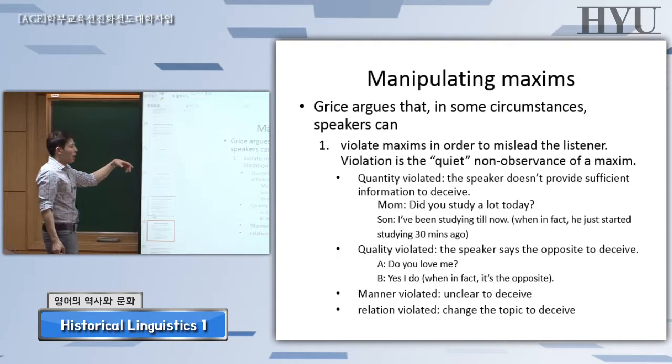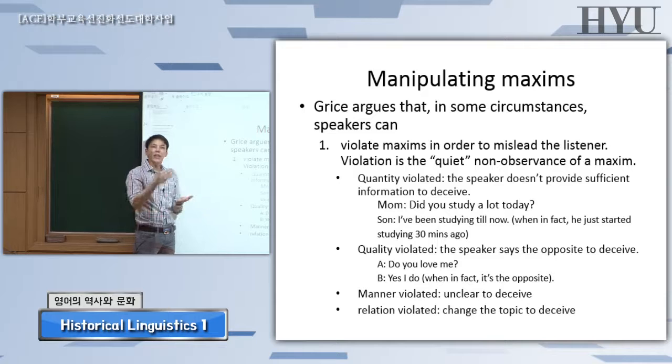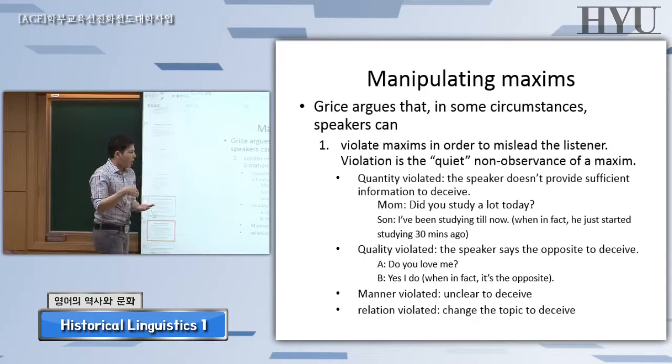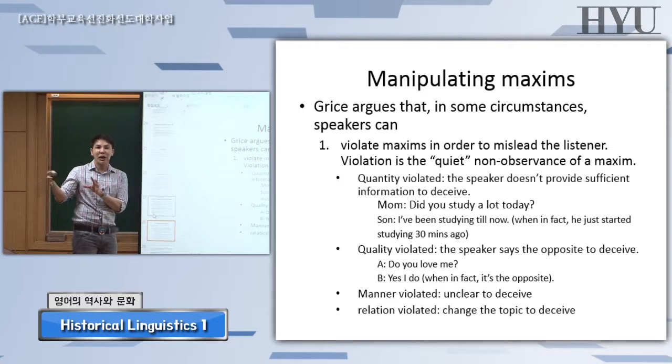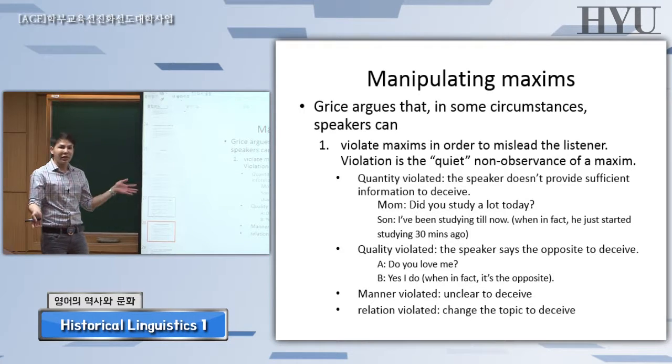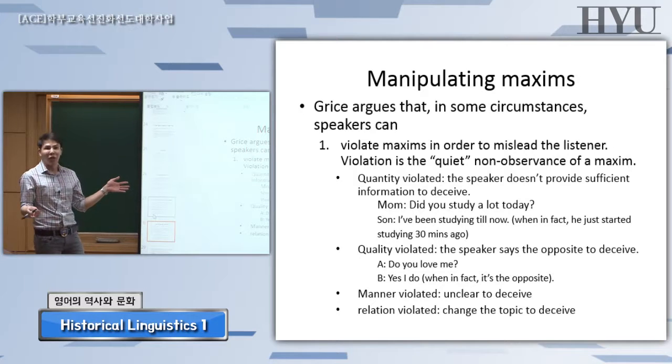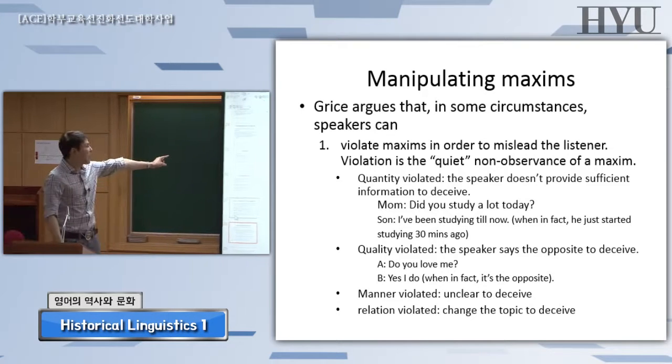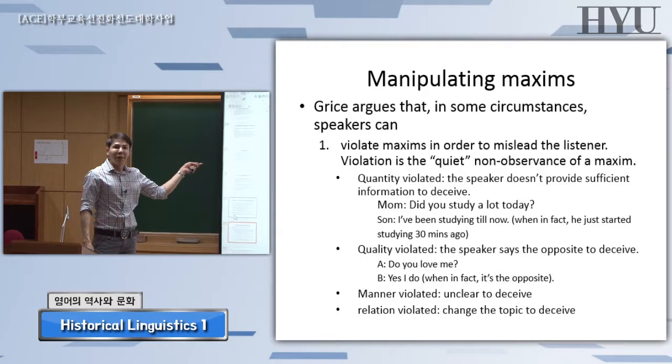And you can violate the manner maxim by being unclear. You can violate the relation maxim by changing the topic, by putting in things that are irrelevant in order to distract the listener's attention, in order to deceive people, in order to mislead people. Okay? So that's the case of violating quietly.